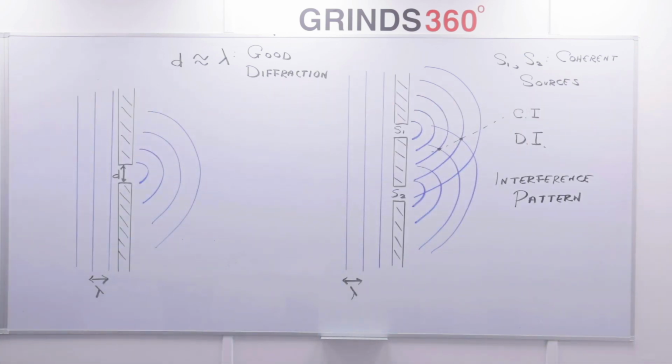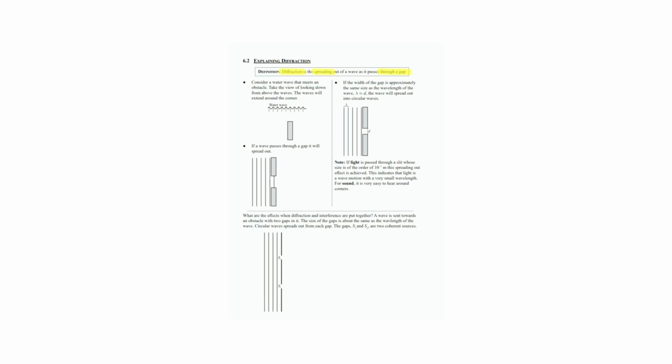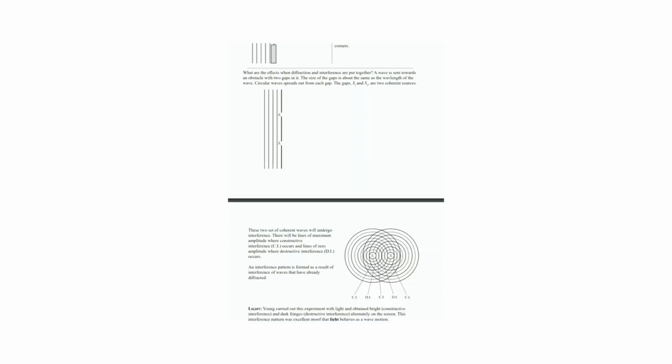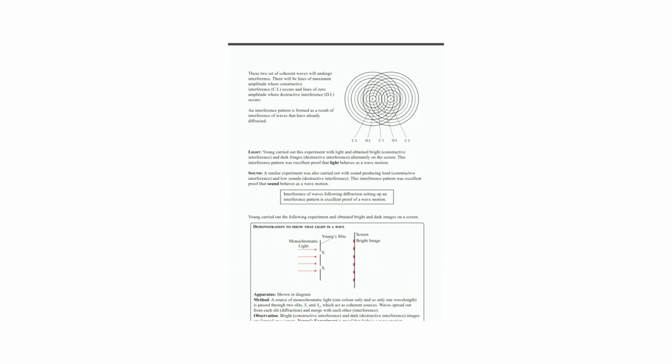Let me return to our notes. So this particular diagram there explains what I'm talking about. Interference of waves following diffraction, setting up an interference pattern. That is fantastic proof that something is a wave motion. So if they say prove sound is a wave motion or prove light is a wave motion, that's what I want to show.